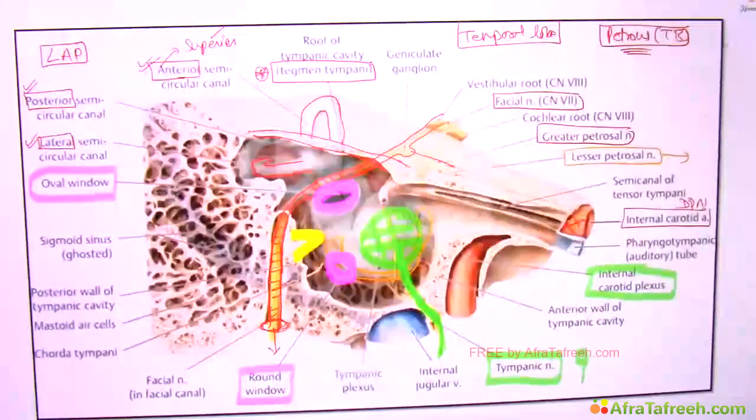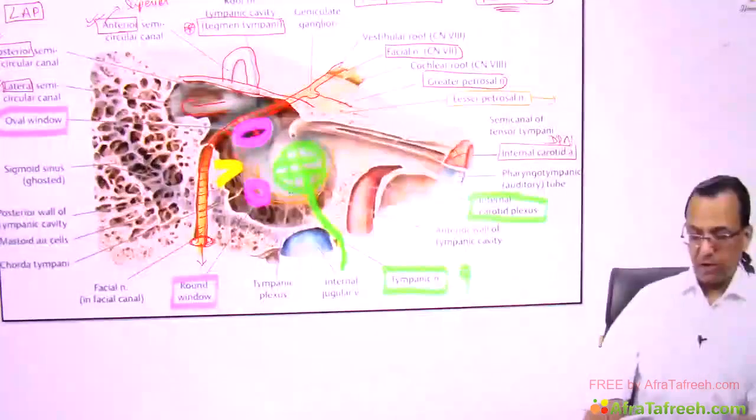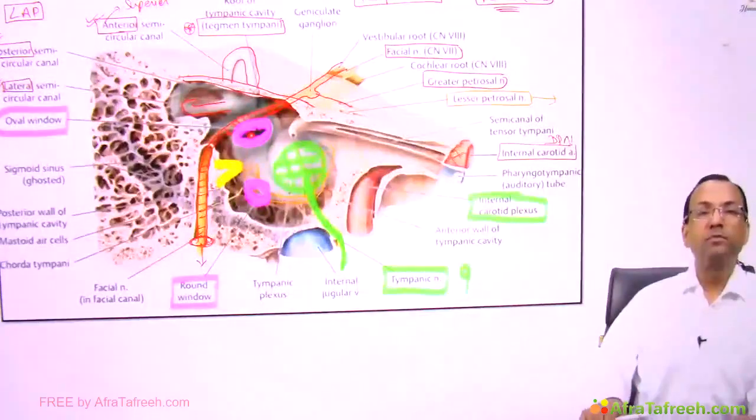And what is the importance of the pyramid? On the pyramid, you will have the tendon of the stapedius muscle attaching. So the tendon of the stapedius muscle is attached to the pyramid, and what is the stapedius doing? Stapedius is a muscle which will be pulling the stapes bone posteriorly. Why will it pull the stapes bone posteriorly? So that it will not continuously knock on the inner ear.